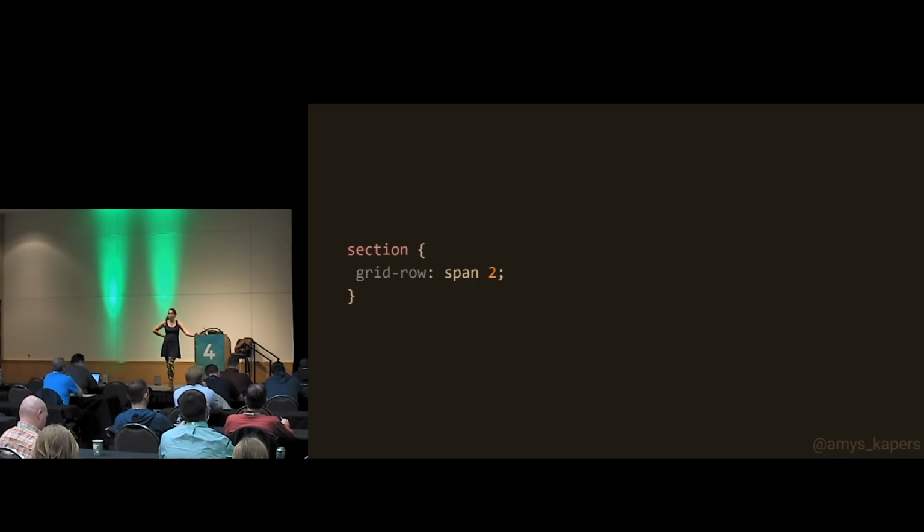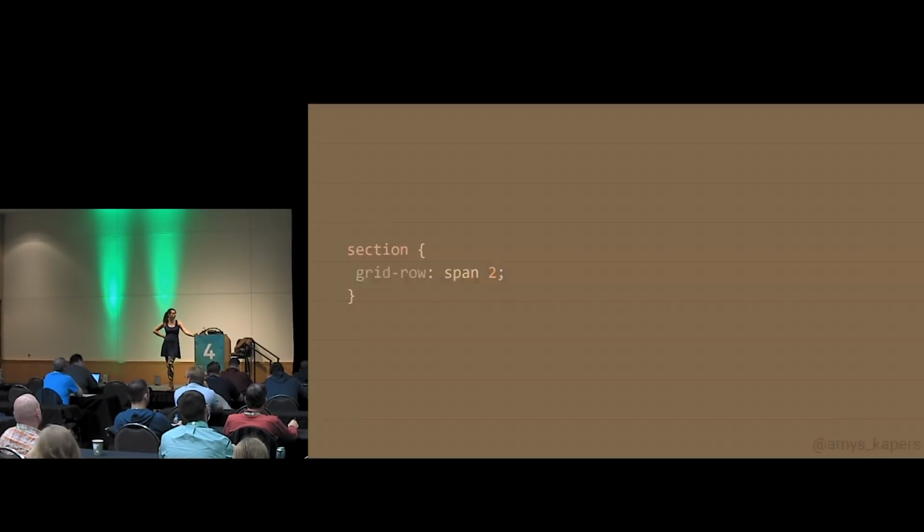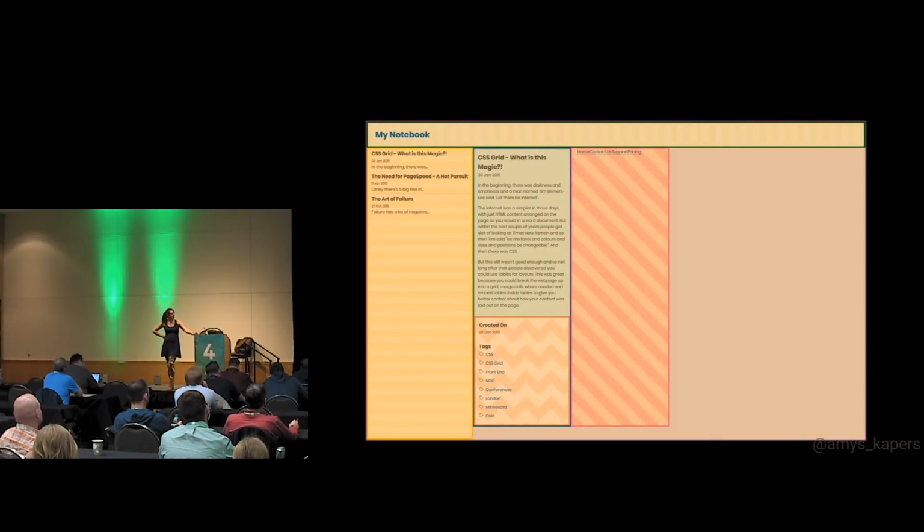Next, we're going to define the section, which is our sidebar on the left-hand side. It's only taking up 1 column, but we want to use grid row span 2. So similar to the columns, we want it to span 2 rows. So you can see here, our sidebar has now gone down all the way to the bottom, spanning the 2 rows, but still only sticking in the first column.